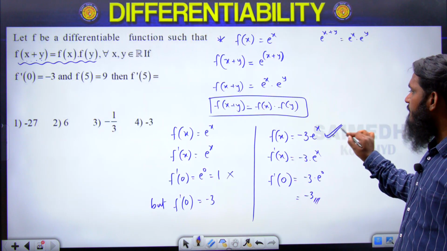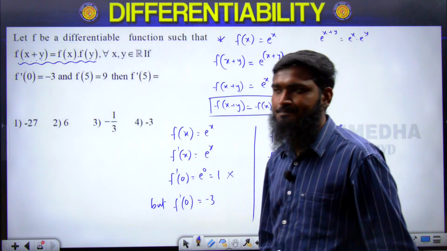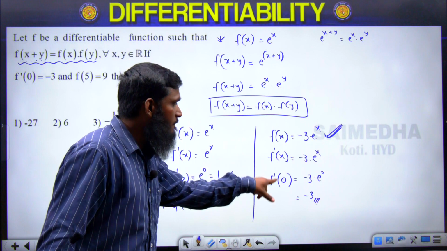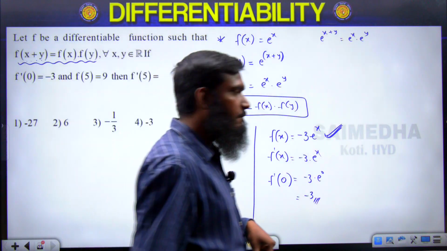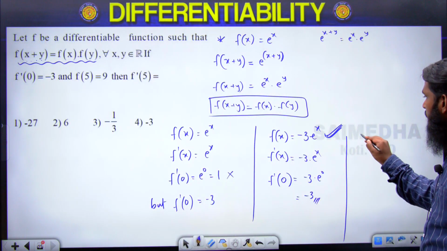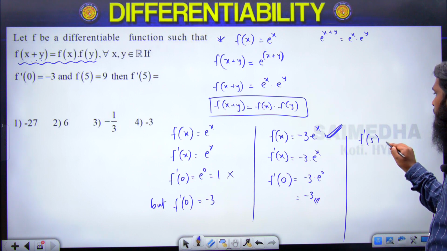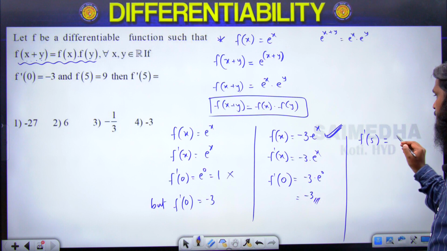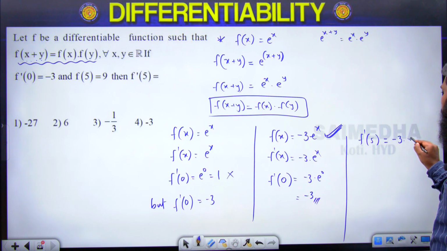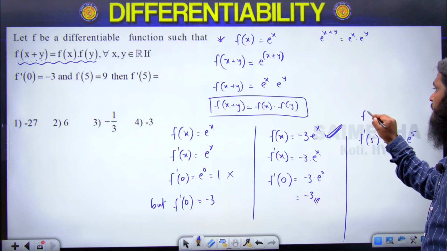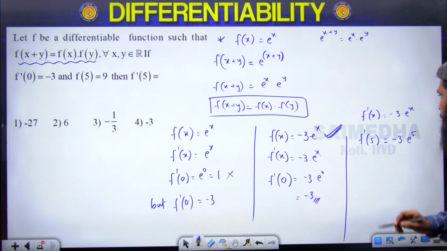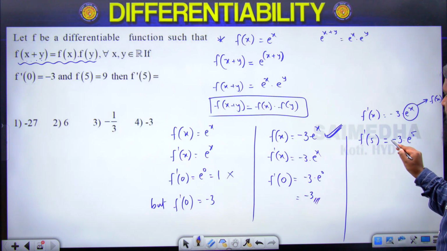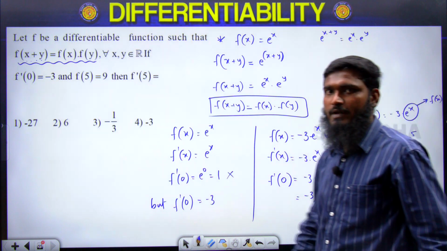So f(x) is -3 into e^x. Now as f'(0) is giving -3, what do we have to find? We have to find f'(π). So let us check this one now. f'(π) is equal to -3 into e^π. That means f'(x) is -3 into e^x, and the part we have taken as f(x) previously is e^x. So f'(π) is equal to -3 into e^π.